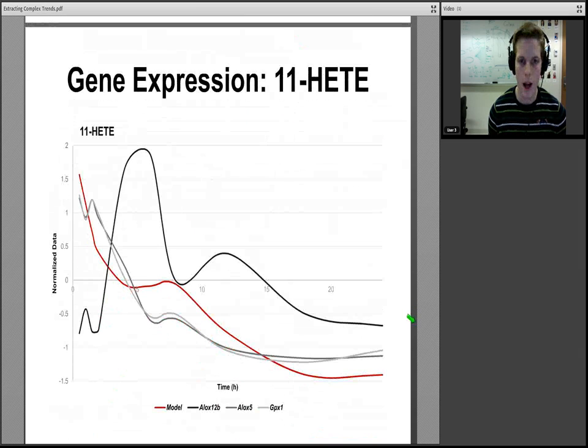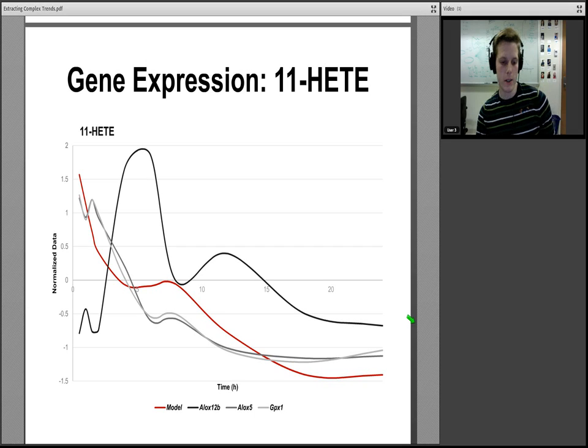For the genes regulating hydroxyeicosatetraenoic acid, we have the prediction here in red, and we see that the prediction shows some behavior going down, pausing around 7 hours, and then continuing to go down for the rest of the experiment. Whereas the lipoxygenase 5 genes and glutathione peroxidase 1 also show a similar behavior where they also go down. They pause in their descension around 8 hours and they continue to go down.